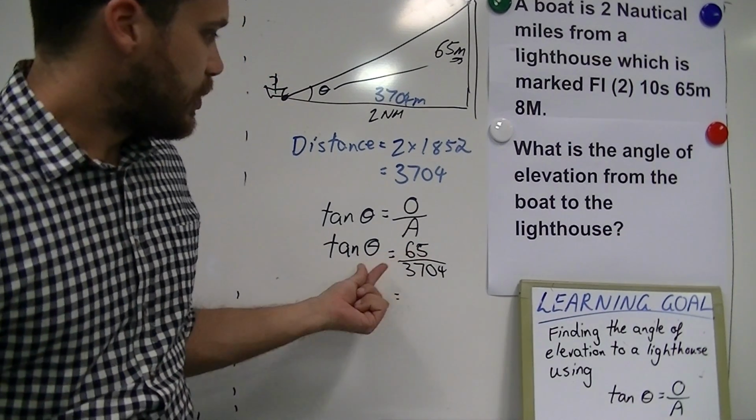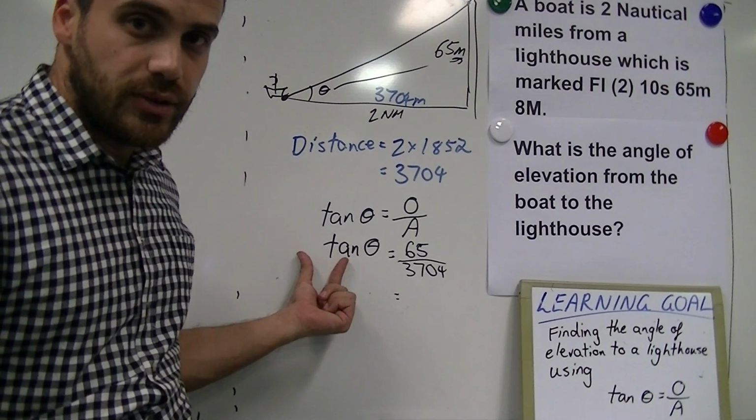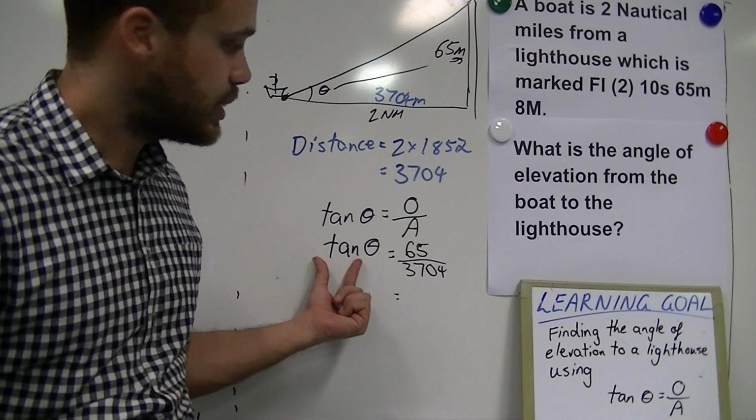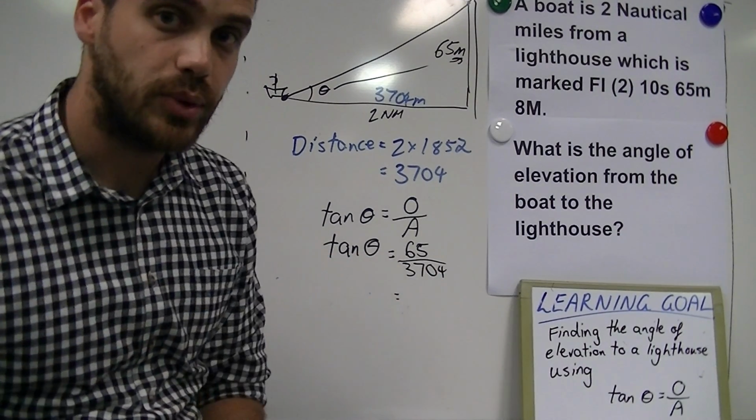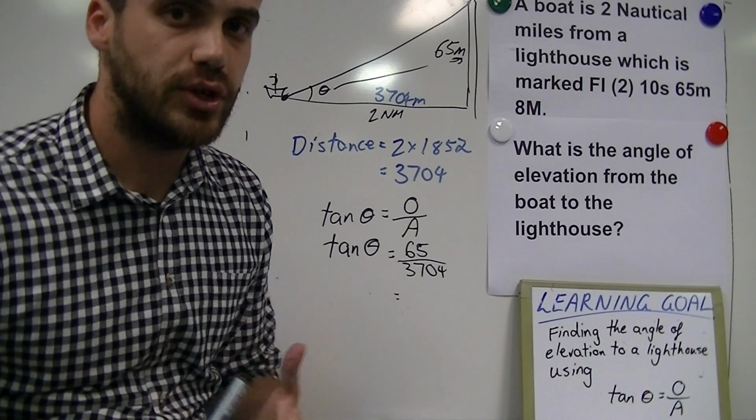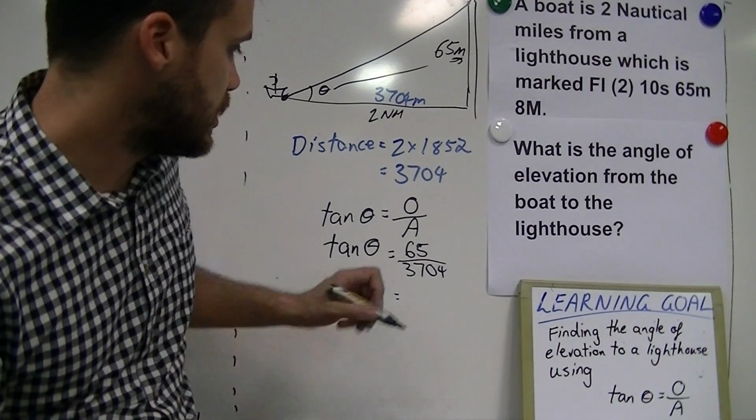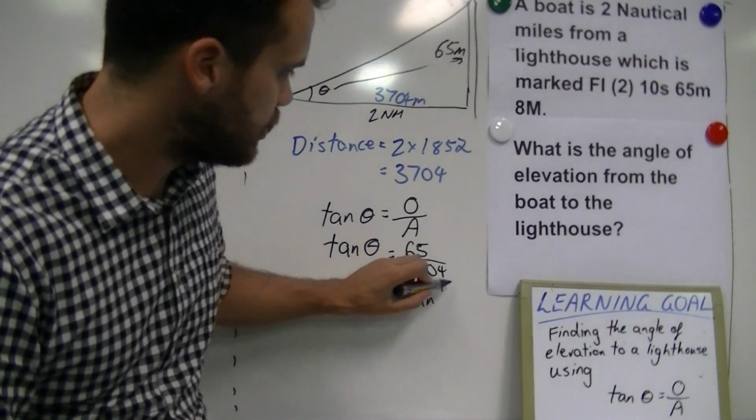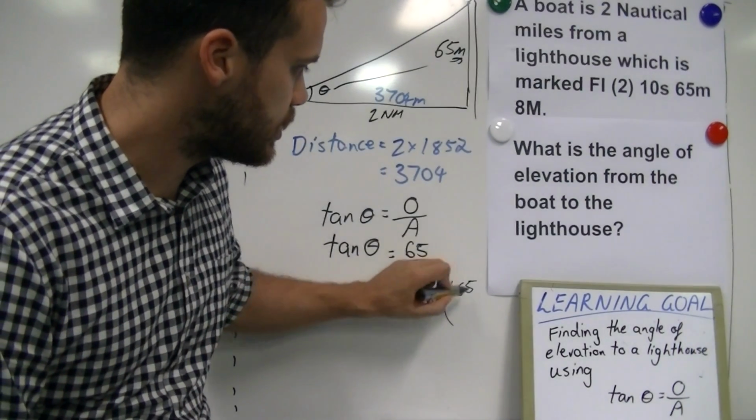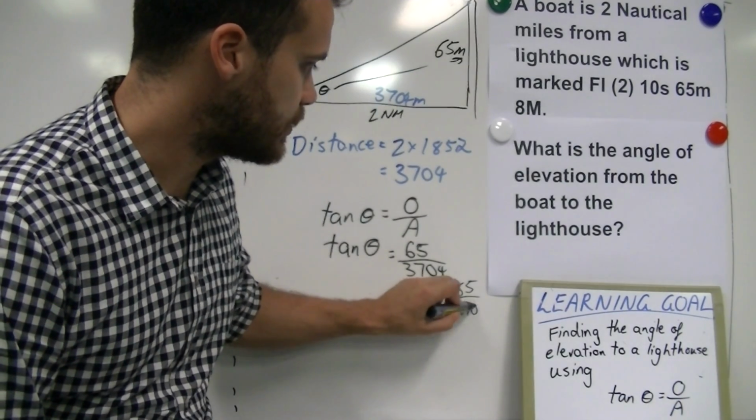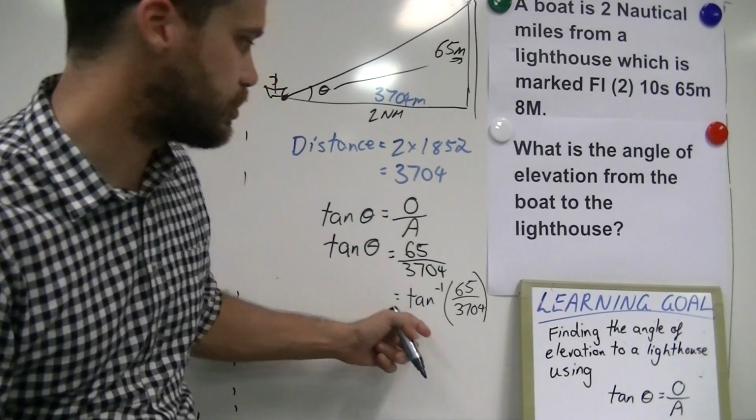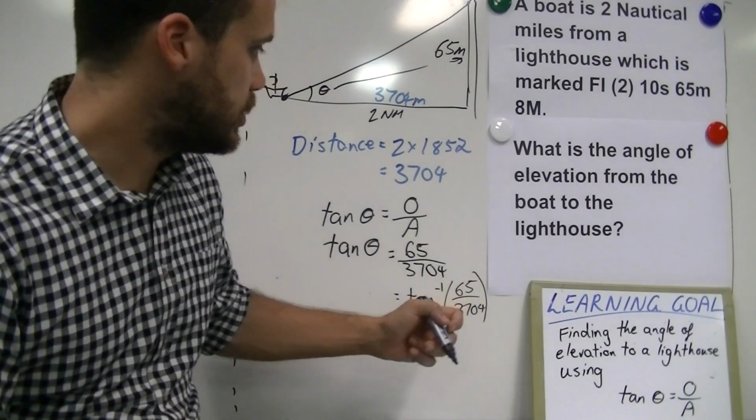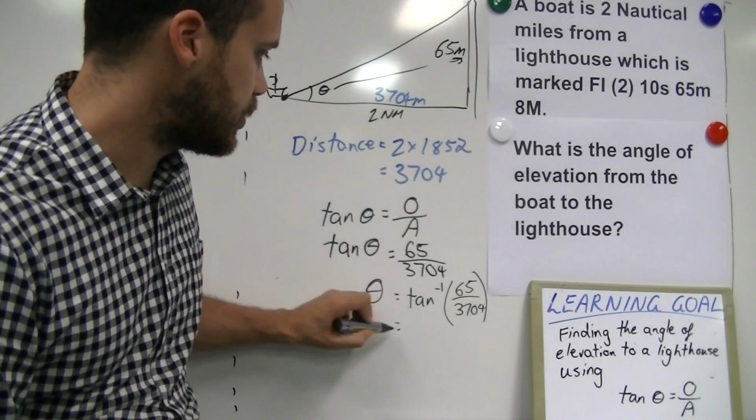Now in order to get theta by itself, we need to get rid of tan, which is here. We can do that by moving it to the other side, and when we do, it becomes inverse tan, or you might call it shift tan. You write it as tan to the -1 and open brackets 65 over 3,704, close those brackets. Now you should be able to type that all into your calculator. That's going to tell you what the theta is.